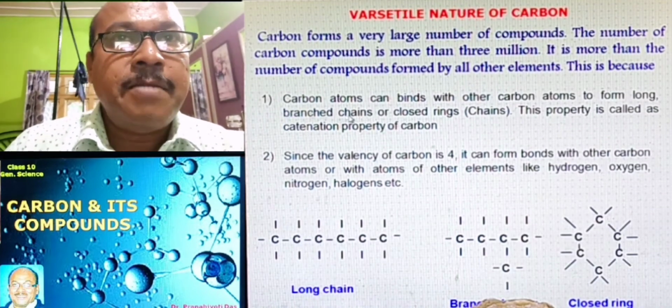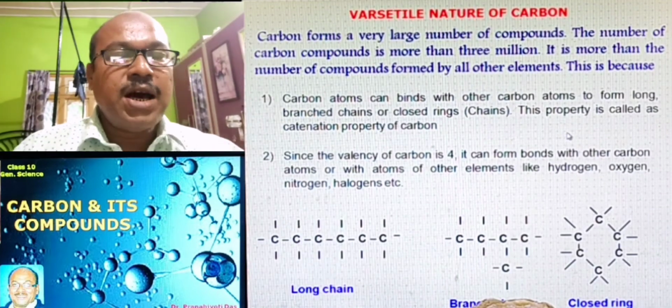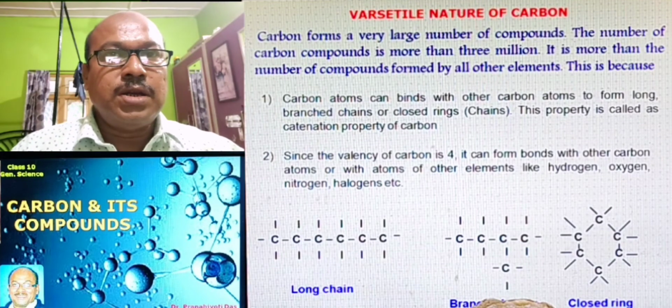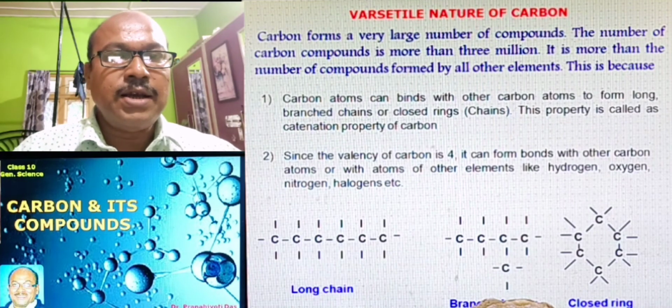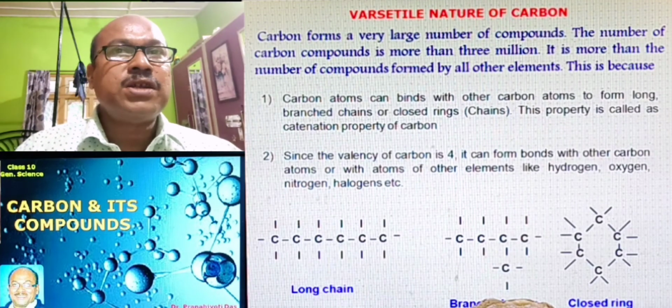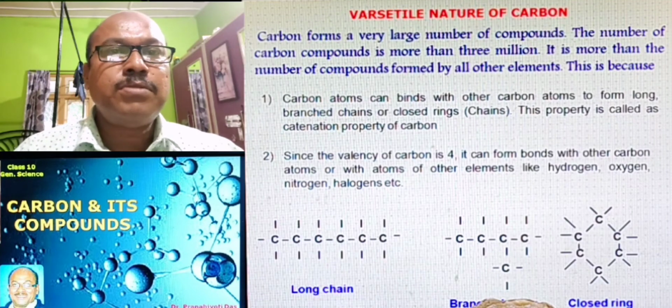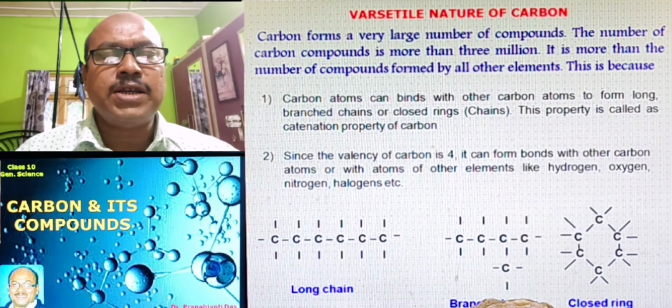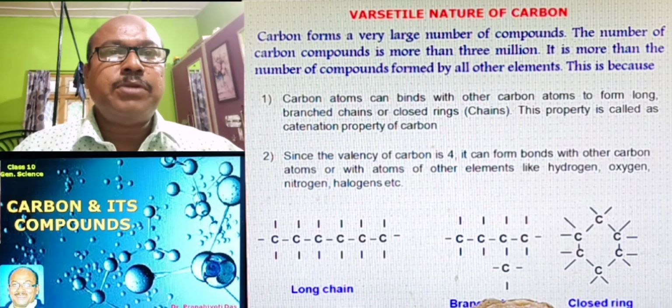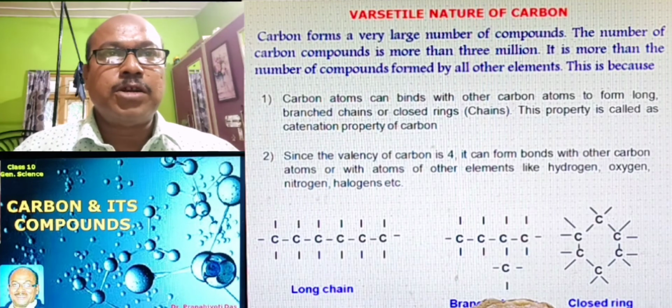And the first is carbon atoms can bind with other carbon atoms. This is not unique because hydrogen atom can also combine with hydrogen atom. Oxygen also can combine with oxygen. But the question is, how many hydrogen atoms can combine with each other? Maximum 2. How many oxygen atoms can combine with each other? Maximum 2, or in case of ozone it is 3. Not more than that. But carbon atoms, when they combine with other carbon atoms, there is no limit.